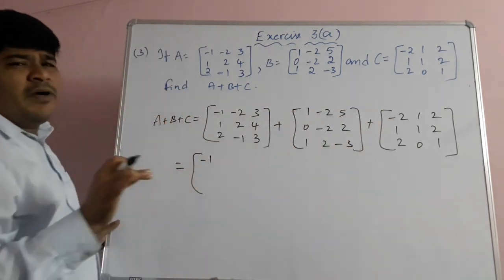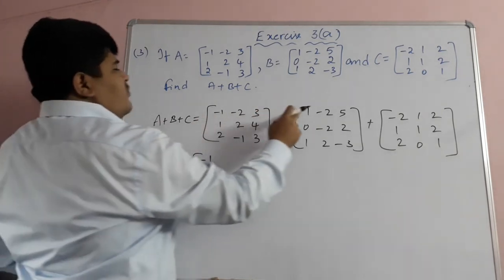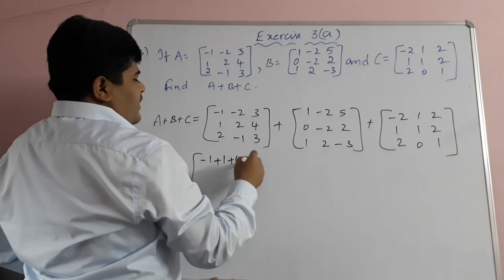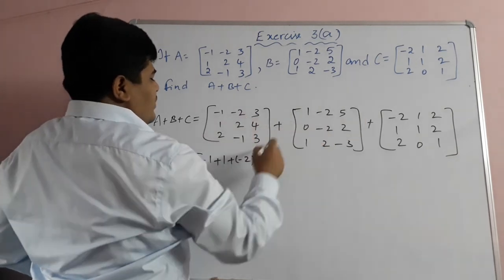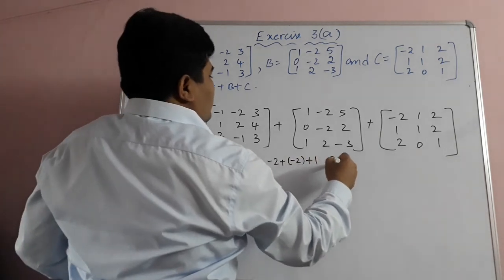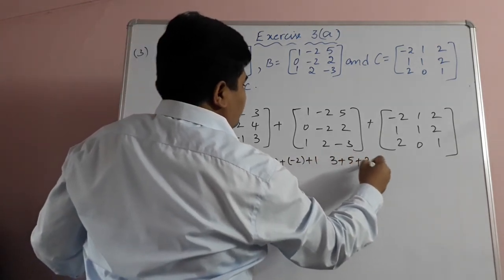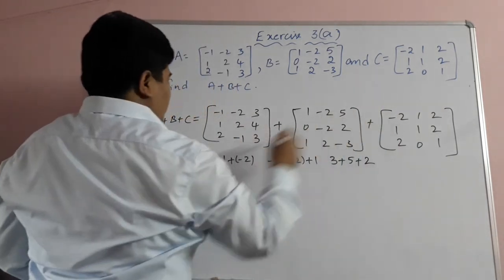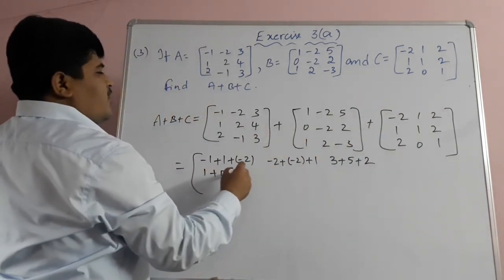So all corresponding elements should be added, children. So minus 1 plus 1 plus minus 2. Minus 2 plus minus 2 plus 1. 3 plus 5 plus 2. And next, 1 plus 0 plus 1.